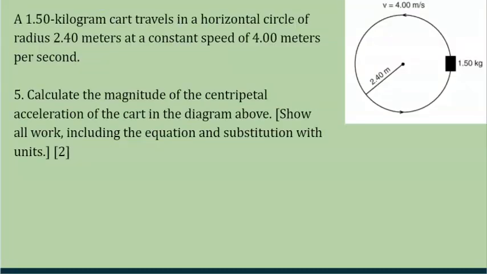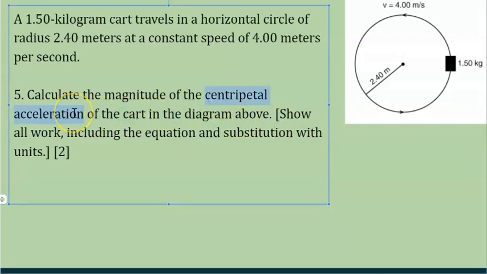The next part refers to questions 5 and 6, and we're looking at this diagram. It says a 1.5 kilogram cart travels in a horizontal circle of radius 2.4 meters at a constant speed of 4.00 meters per second. Calculate the magnitude of the centripetal acceleration. When you're annotating, instead of underlining the entire question, it may be helpful to just underline centripetal acceleration. That is the shortest way of saying what we're looking for.